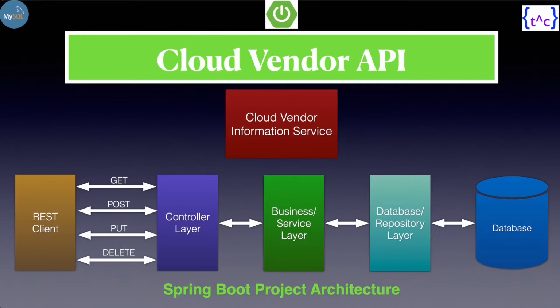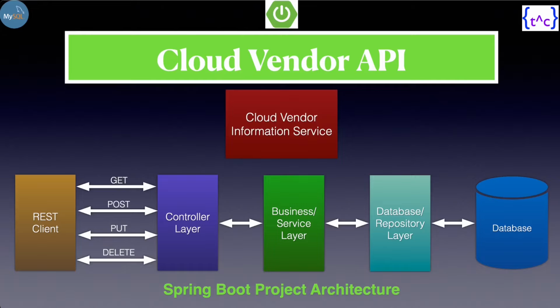The first layer will be the controller layer. This controller layer will be interacting with the REST client with all these four operations: get, post, put, delete, or the CRUD operations. This REST client can be your Postman, the tool which is actually used to test REST APIs, or browser windows, whichever support HTTP browser based operations. So the browser can also be used to send those requests to the controller layer, or it can be any user interface application.